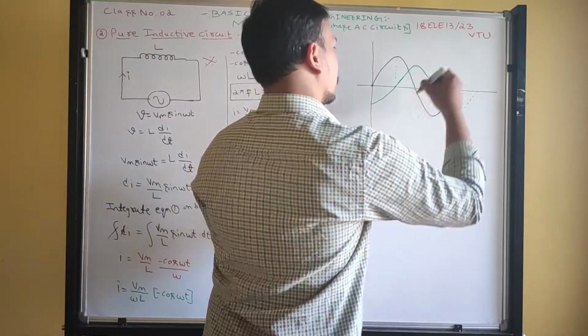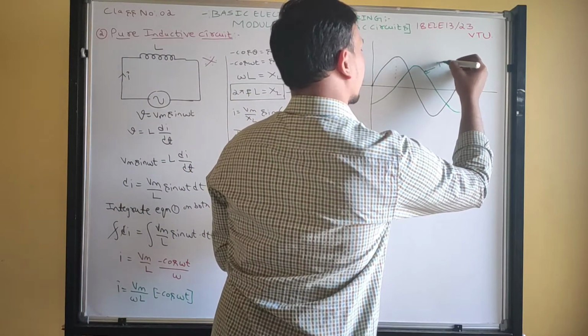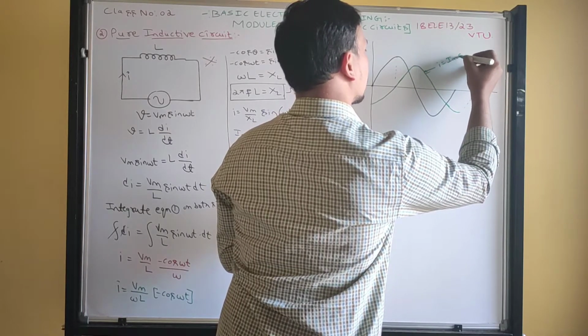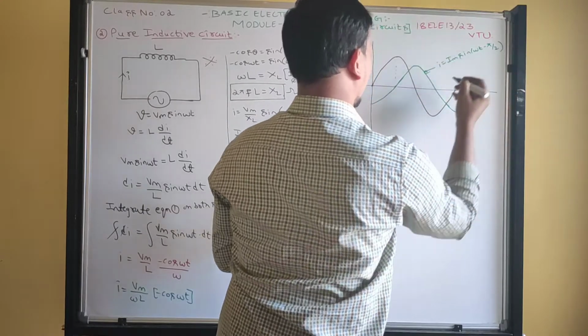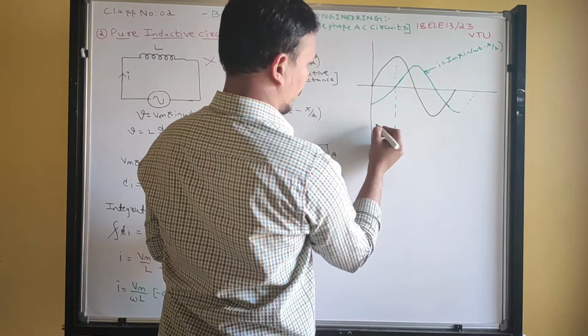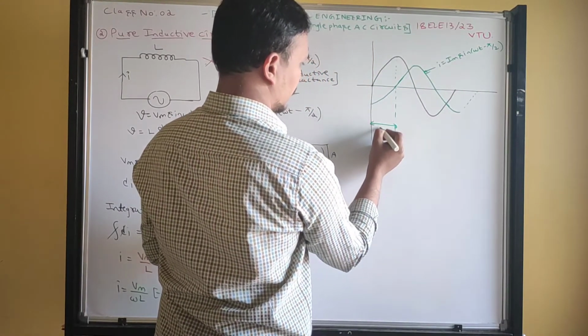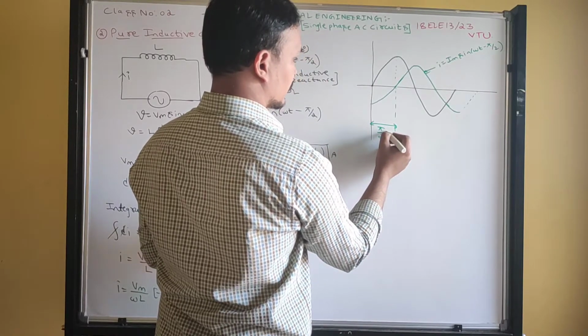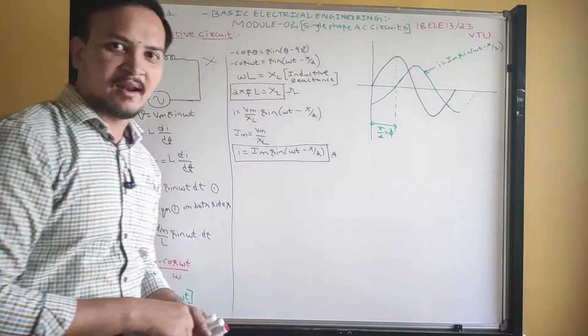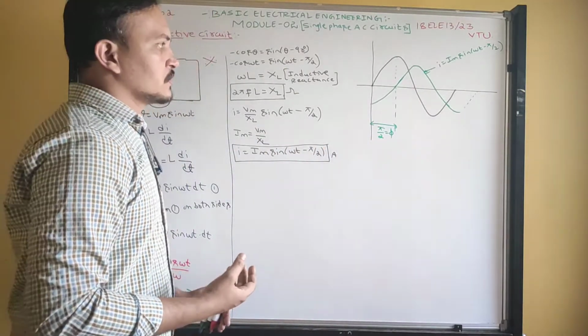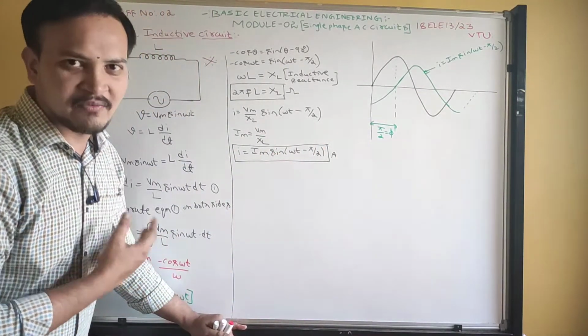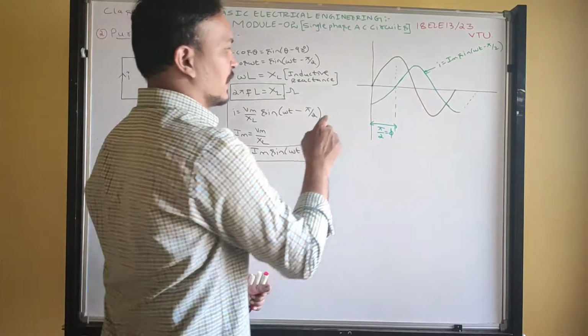Okay. So what is this? Current equation. What is the current equation? i is equal to Im sin(omega t minus pi by 2). What is this angle? This angle we can write as pi by 2 radians. What is this angle? Phase angle in radians. In degrees it will be 90 degrees. So what type of difference is it? Lagging phase difference.